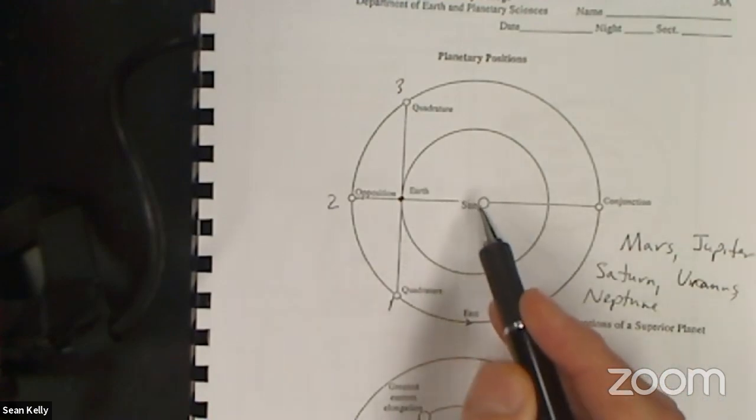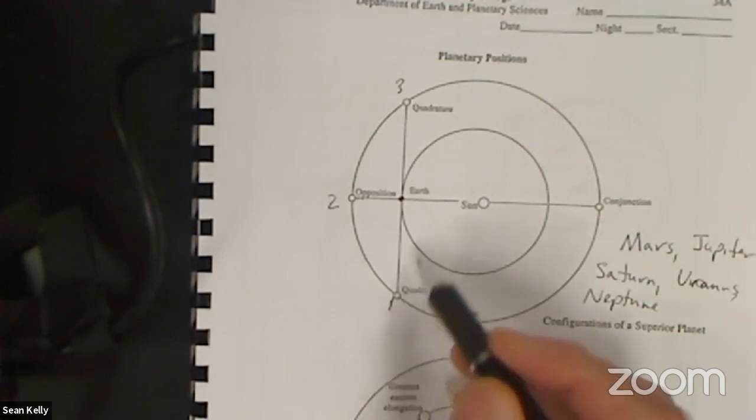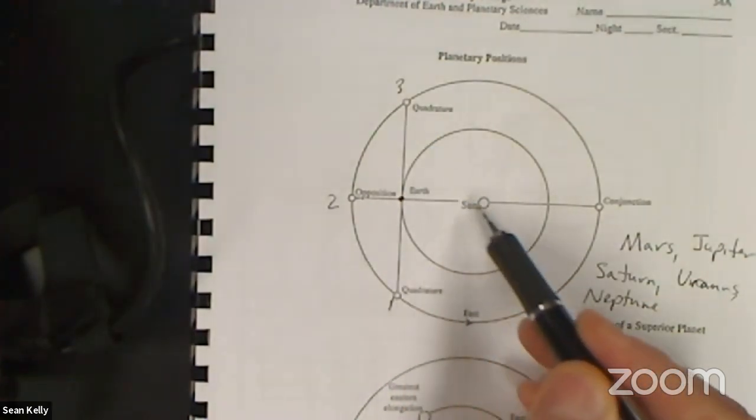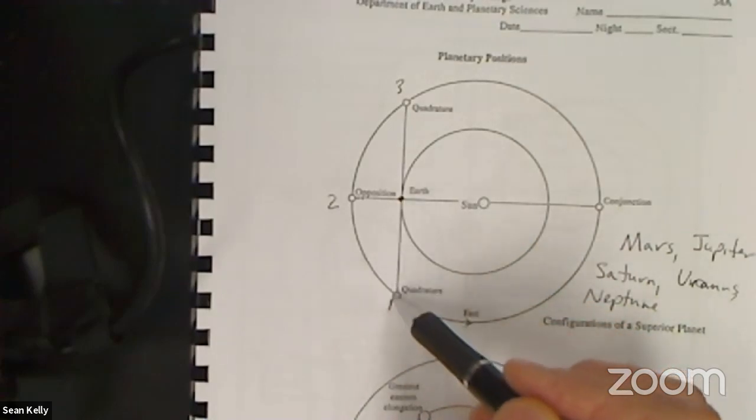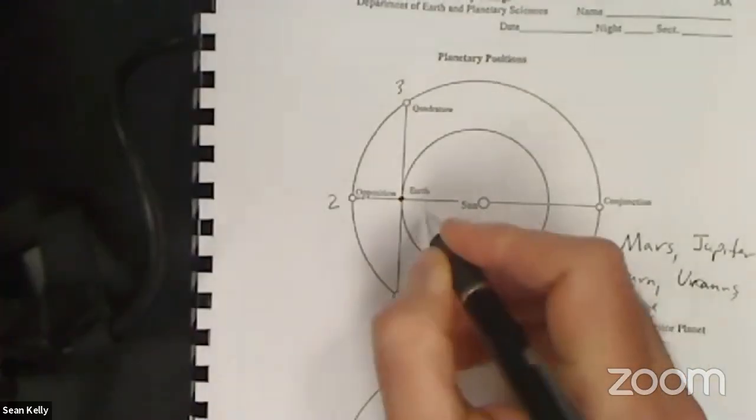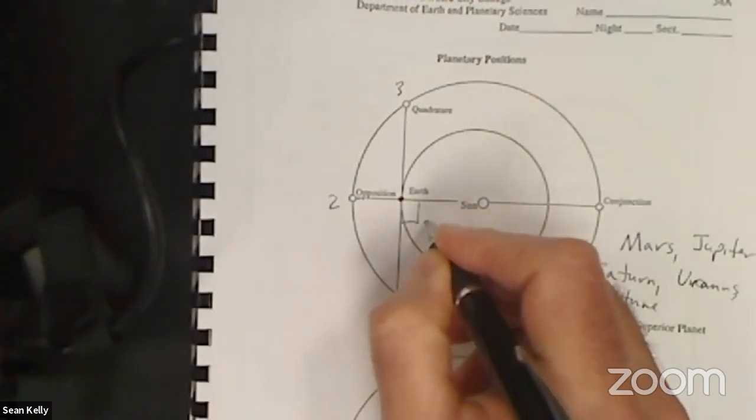But let's talk about what it means to be in quadrature. What does quadrature mean? Do you see what's happening with the sun and the Earth and the planet? What is it? It's a quadrant. What's the angle? Yeah, 90 degrees. A 90-degree angle, right?